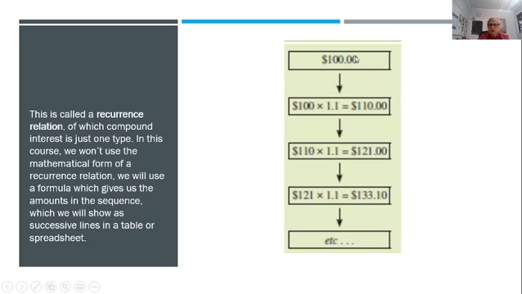So if you've got $100 and you put it into the bank at 10%, at the end of the year, say it's on a yearly rate, you're going to have $110. Then you take that 110, you put it back into the bank at 10%, you've now got $121. You put that back into the bank for the next year. You see how your $100 has grown and grown. This is called a recurrence relation, which compound interest is just one type. In this course, we're going to show you a formula which is going to help you to do it.